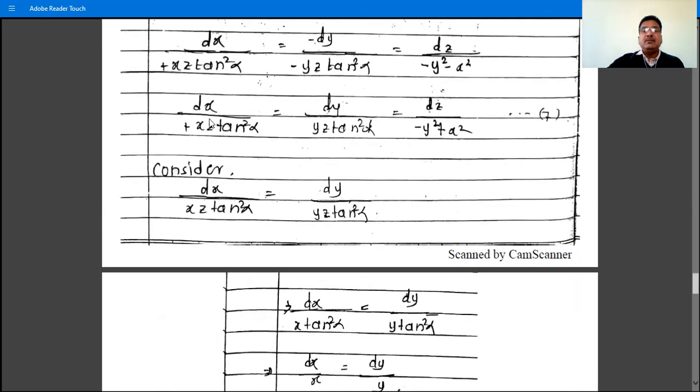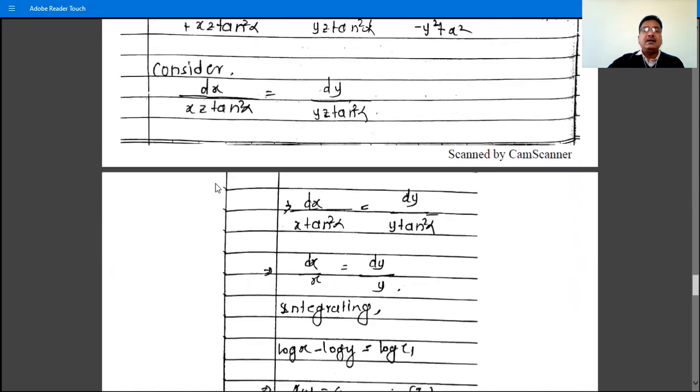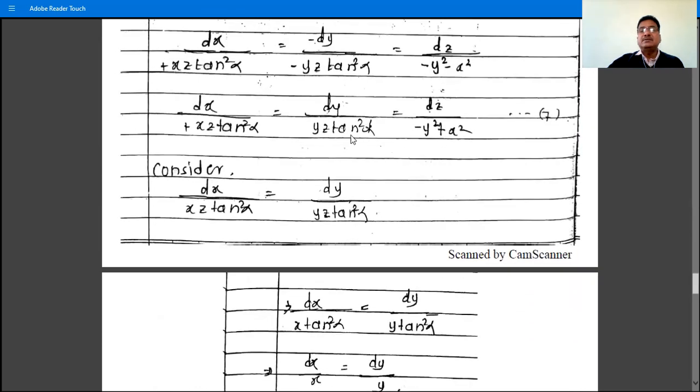And then we have dy divided by yz tan square alpha. So here is y square plus x square. Actually, this is the term y square plus x square. And then we have to find the single solution of this equation number 6.